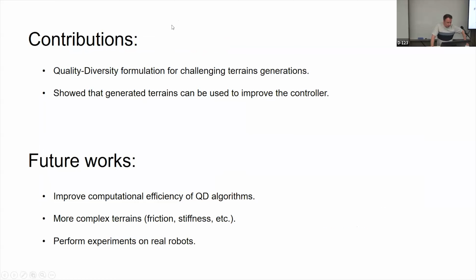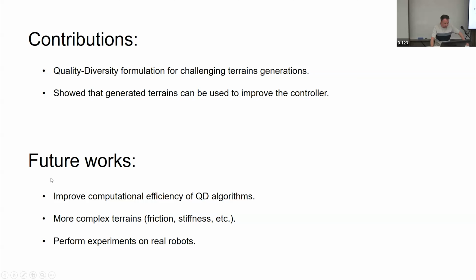So overall, I proposed the quality diversity formulation to generate diverse challenging terrains for legged robots. And I showed that the proposed framework is able to find some interesting corner cases. And I also showed that the generated terrains can be used to improve the controller.